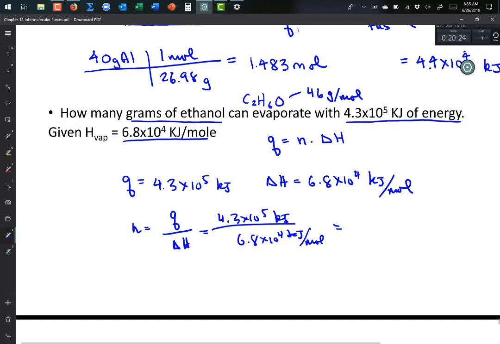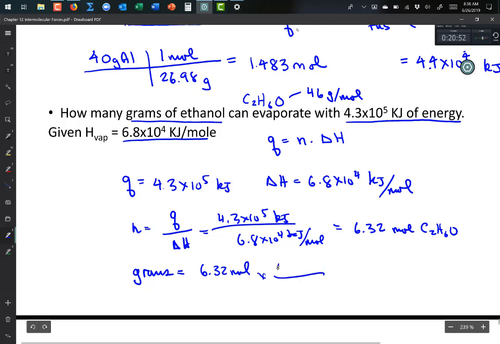4.3 divided by 6.3. So I did 6.32. This is moles of ethanol. And then if you want grams, it's going to be 6.32 moles times 46 grams per mole. That's 290. So we'll call it 291 grams.